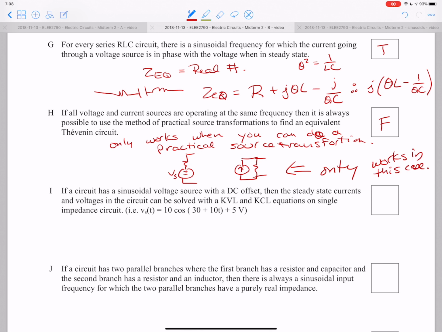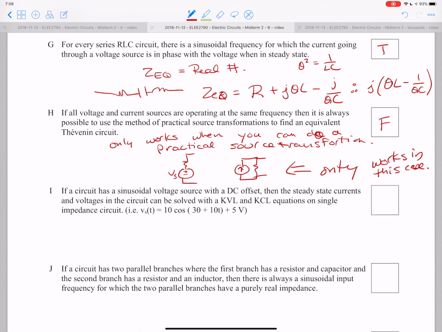Part I. If a circuit has a sinusoidal voltage source with a DC offset, then the steady-state currents and voltages in the circuit can be solved with a KVL and KCL equation on a single impedance circuit.